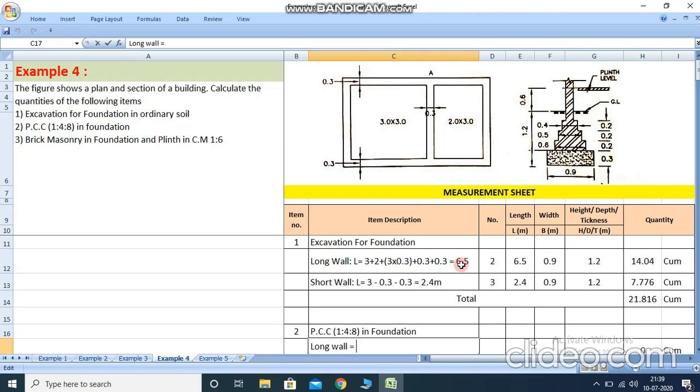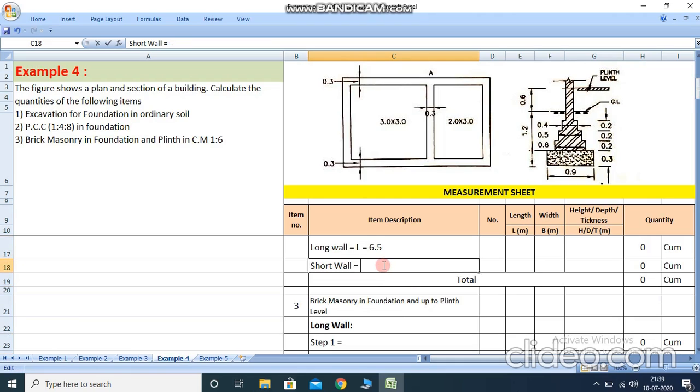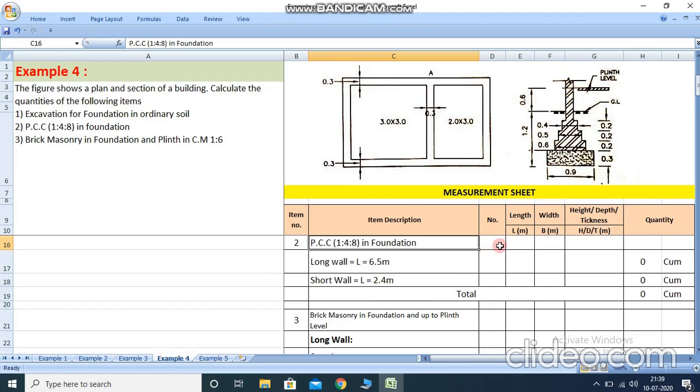So total long wall length is 6.5, already calculated. So same length we put here. So L is equal to 6.5. Clear? And for the short wall length we calculated L is equal to 2.4. So all the dimensions are in meter. So we put here meter. Clear?